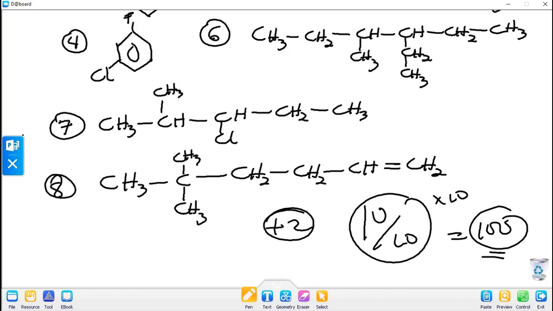Now, having seen that, we have come to the end of all the rules that govern the IUPAC nomenclature. So I want to believe, dear students, that you are now so much loaded with the idea of how to name IUPAC compounds. So having seen that, let us proceed to the next subtopic, which is isomerism.